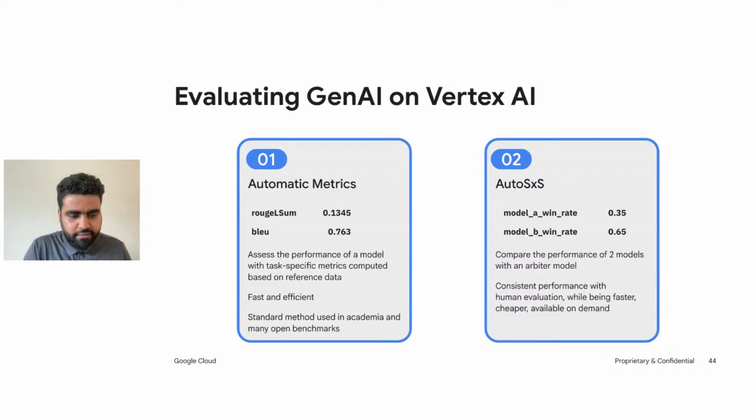So there are automatic metrics, right, where you can leverage, for example, ROUGE score for summarization and translation. As you know, most of the language research started with translation as a use case.